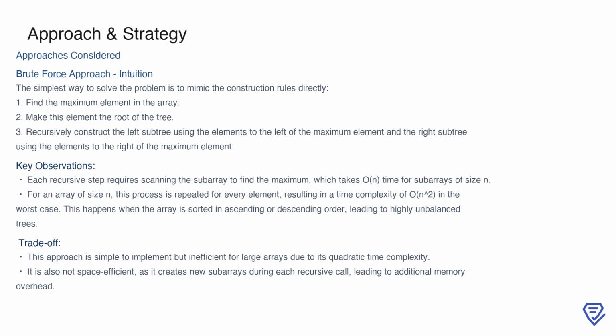However, this approach has some evident drawbacks. The key issue is that finding the maximum value in a subarray requires scanning it, which takes O(n) time each time. Since this process is repeated for each recursive step, the overall time complexity can grow to O(n squared) in the worst case. This happens when the input array is sorted in ascending or descending order, leading to highly unbalanced trees. Additionally, this approach creates new subarrays during each recursive call, which increases memory usage. While simple to implement, it is inefficient for larger input arrays due to these performance limitations.